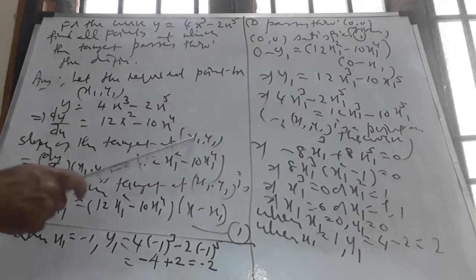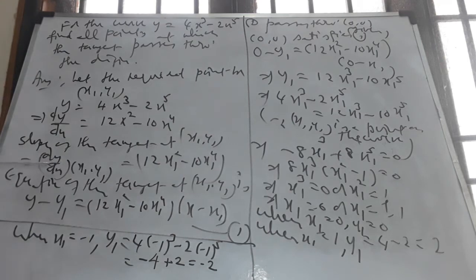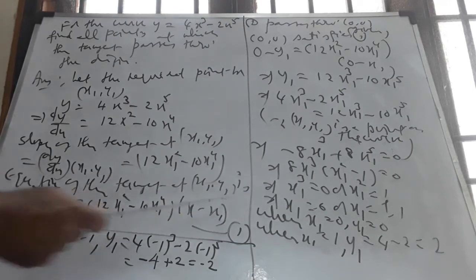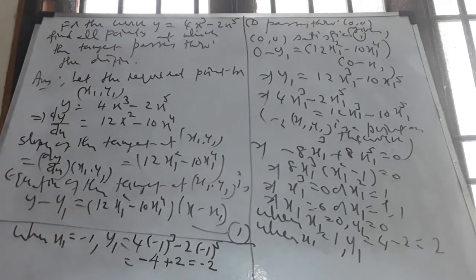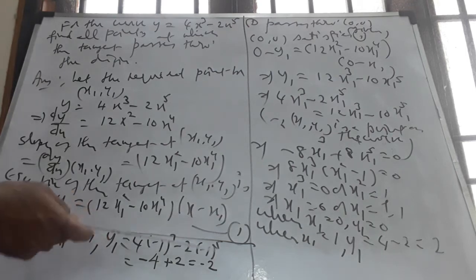Slope of the tangent at (x1, y1) is equal to dy by dx at (x1, y1), which is 12x1 square minus 10x1 power 4. The equation of the tangent at (x1, y1) is given by y minus y1 equal to 12x1 square minus 10x1 power 4 into x minus x1. I call it equation 1. This tangent passes through the origin (0, 0), given. Whenever it passes through the origin, it will satisfy the equation.